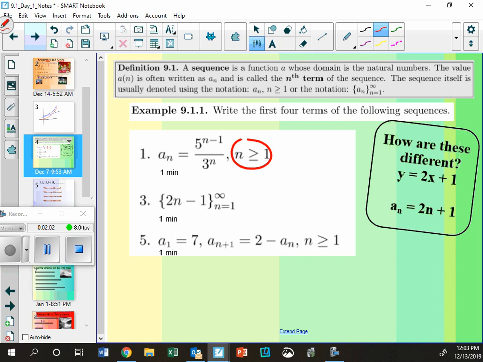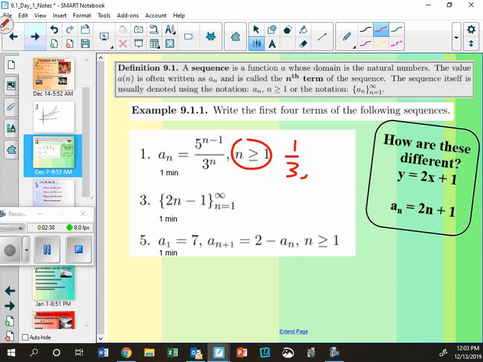N equals 1. Would you please, in your head, just stick in a 1 wherever you see n, and it turns into 5 to the 0. What is 5 to the 0? 1 over 3 to the 1, which is, what's 3 to the 1? 3. So then it's 1/3. That was the first term. Now figure out the second term. Now write out the first 4 terms.